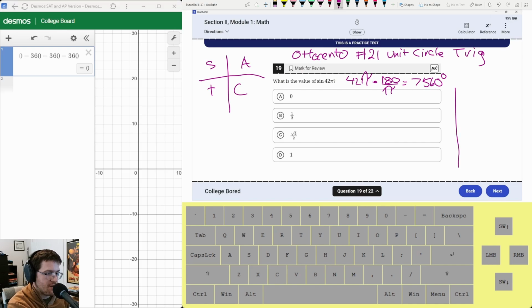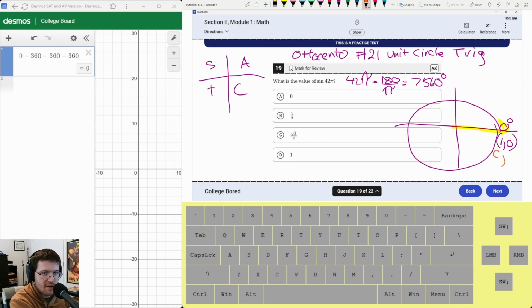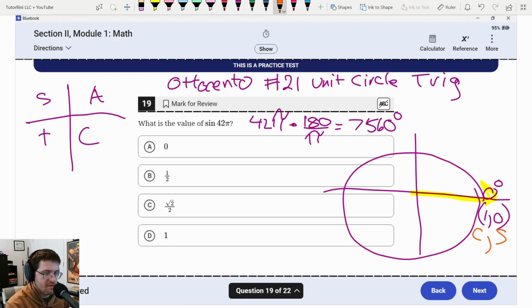So let's look at the unit circle. And I don't even need to draw a reference triangle or anything. 0 degrees is right here. And on the unit circle, the coordinates of this point are 1, 0. And cosine, CS, computer science, cosine is the x coordinate, and sine is the y coordinate. So the sine of 42 pi must be 0, which is choice A.